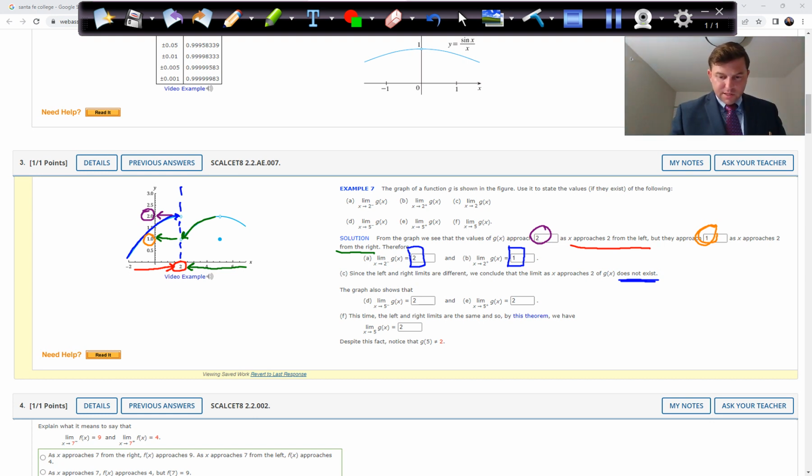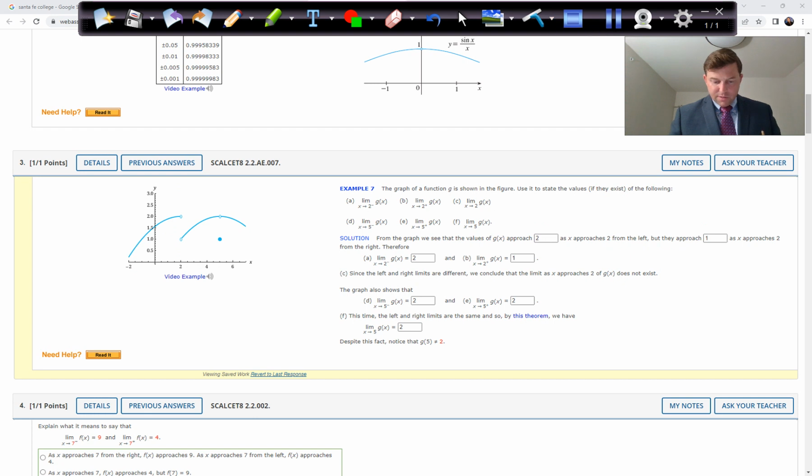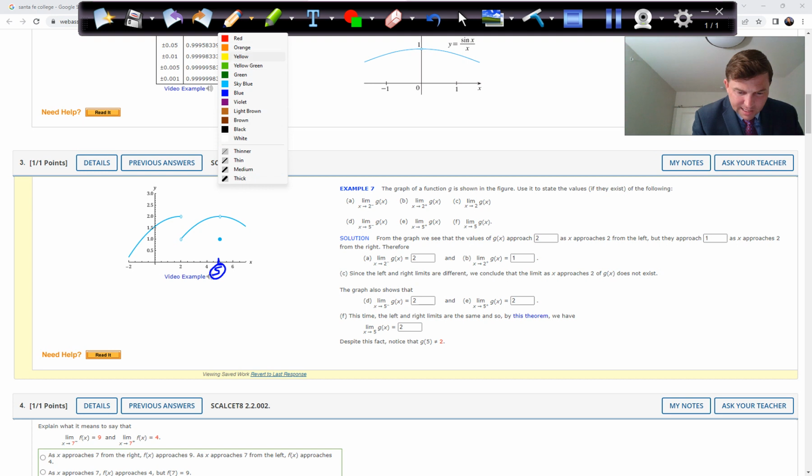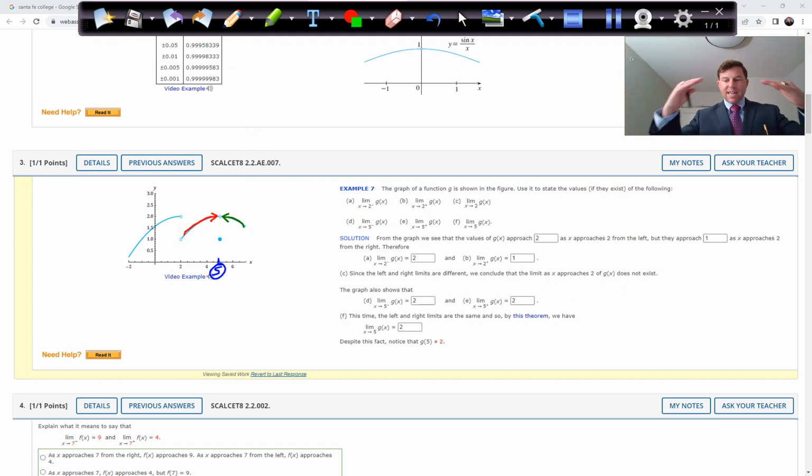Now let's try the next part of this problem. It says, let's approach 5 from the left. So now they switch it to the x value of interest is 5. And we're going to attack this thing from the left. So from the left, I'm coming up to 5. And from the right, I'm going towards 5 from the right. They are both converging on the same value, and that value is 2 again.